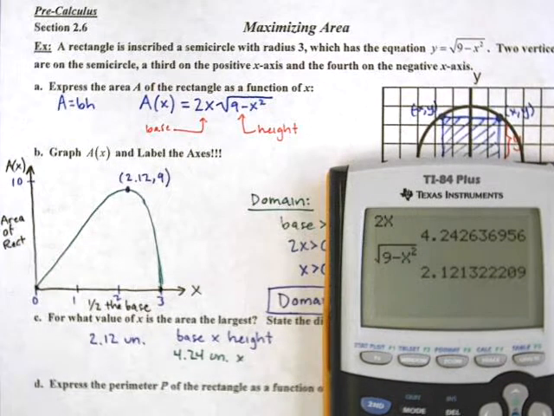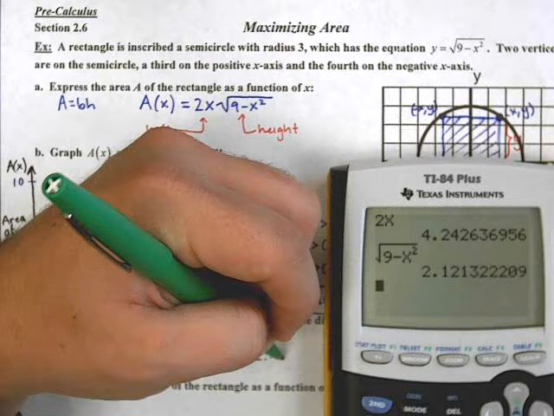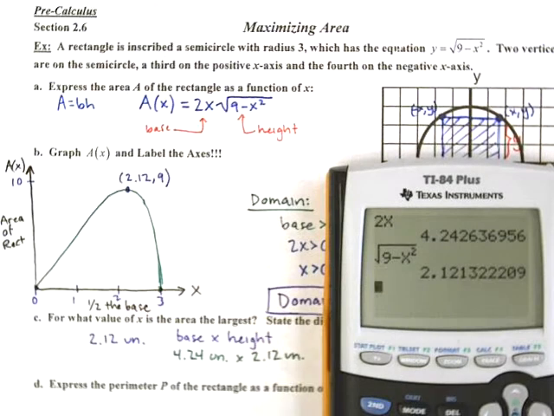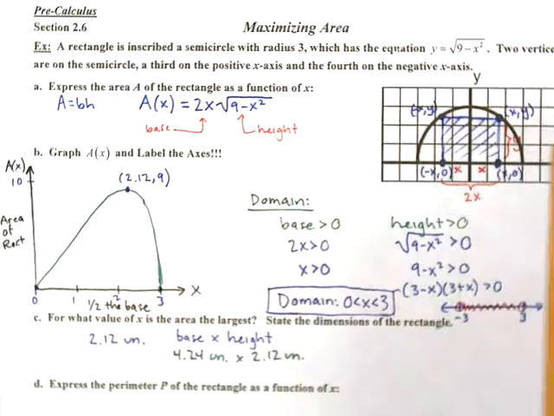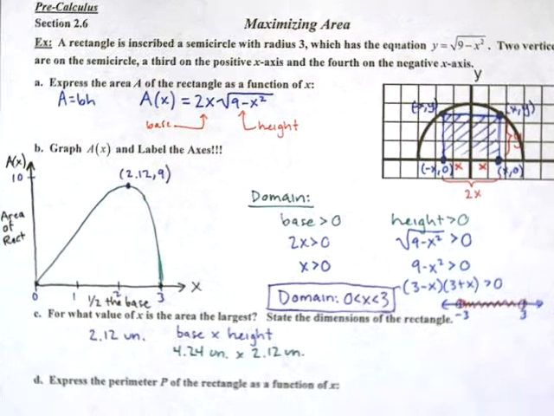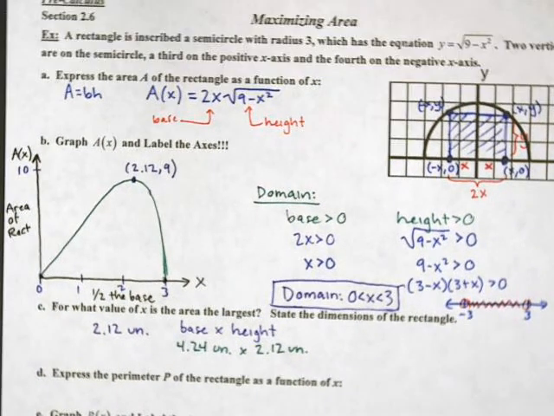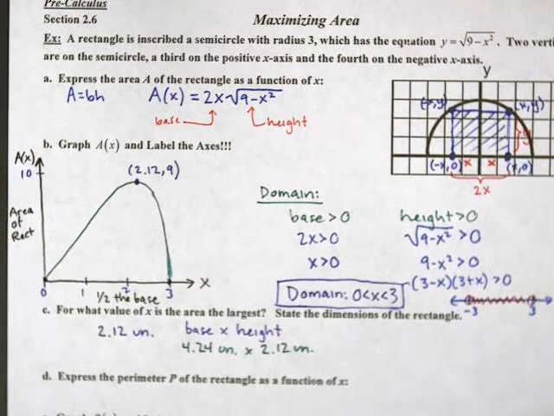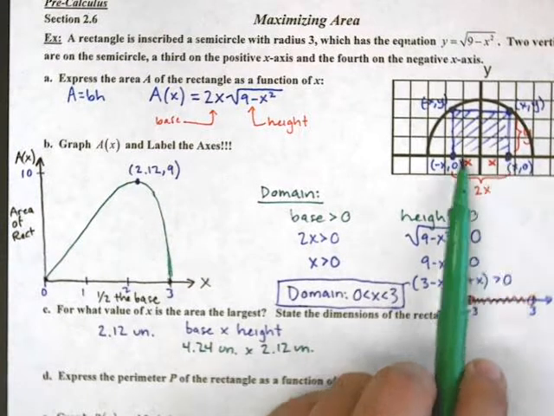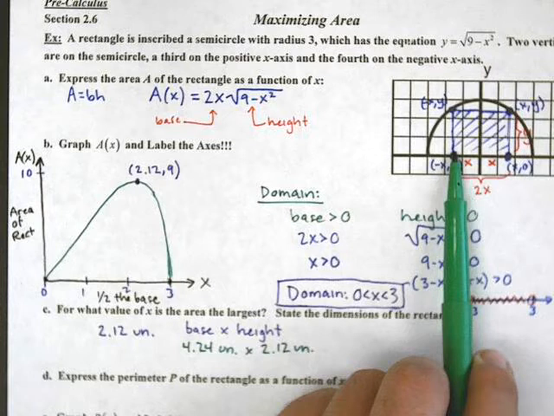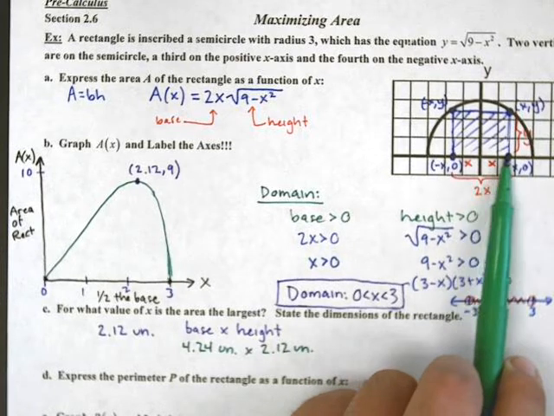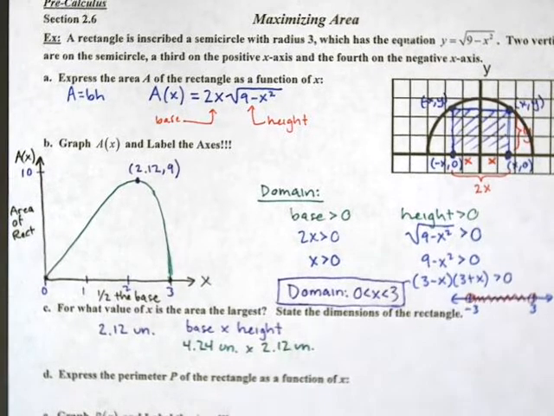Enter, 2.12. 2.12 units. Okay? Cool. So that hopefully should be a little bit of a review from the last video. The only difference is you had to make the connection that because I'm going into quadrant 2, my base was not just x, it was 2x.